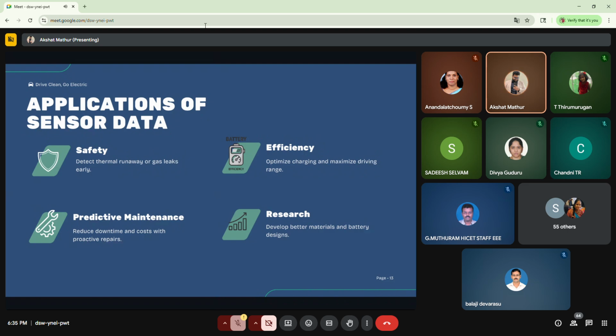The third is predictive maintenance. Traditionally, vehicles rely on breakdown based maintenance. So, whenever something is broken down, even at that moment only, they will go and change it, or they will look for it and then fix it. With EVs, sensor data allows us to predict issues before they happen, lowering downtime and cost.